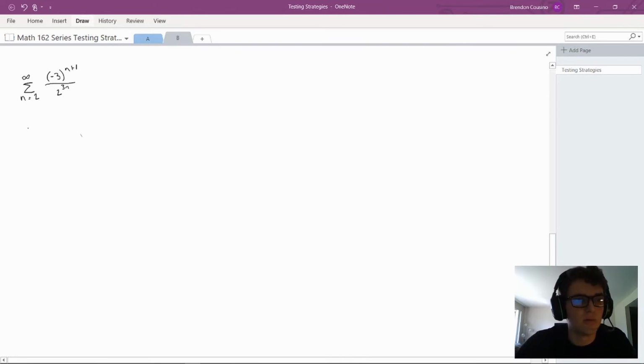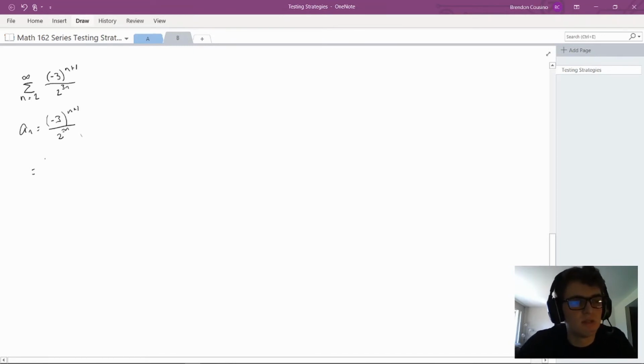Okay, so I'm going to write out our a of n is equal to negative 3 to the n plus 1, divided by 2 to the 3n. Okay, and I'm going to simplify this a little bit. So in my simplifying steps, I'm going to break this negative 3 up into our alternating term that we typically see, which would be a negative 1 to the power of some function of n.